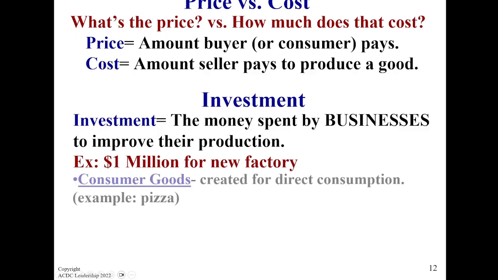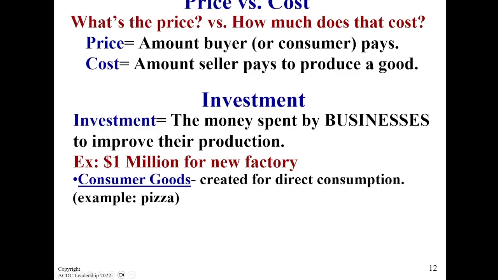And then consumer goods are goods that are created for direct consumption, right? So for example, pizza, water, or anything you think of that you will directly use. So it's not necessarily just food, but it's anything that the business won't use; they are just selling that product to you. For example, an iPhone, right? They're not going to use that to make their business better. It is simply a consumer good that they're using to sell to you.